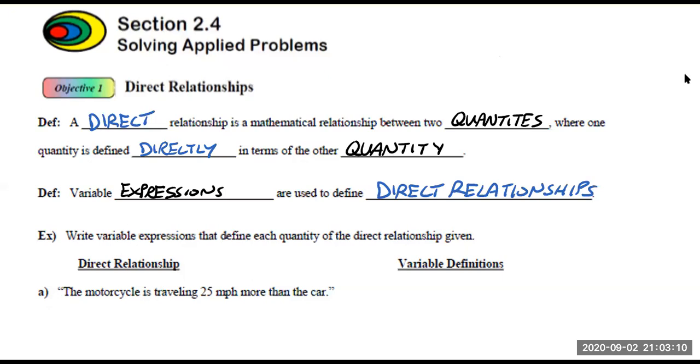All right, so we're talking about section 2.4, which is solving applied problems. One of the things that we need to understand is that algebra is used to define mathematical relationships. A direct relationship is a mathematical relationship between two quantities, where one quantity is defined directly in terms of the other quantity. So remember, we're trying to translate English to algebra.